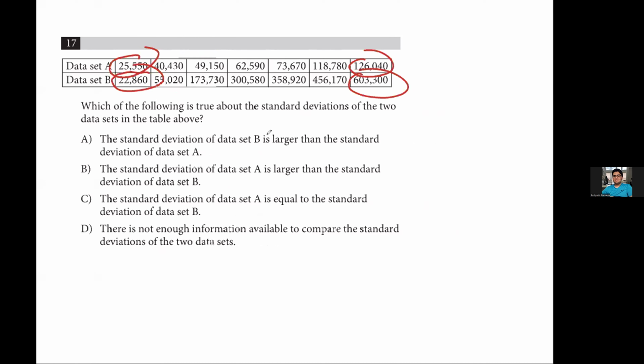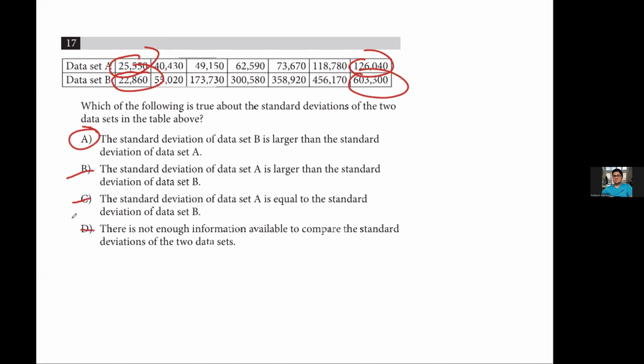So the standard deviation of data set B is larger than the standard deviation of data set A. Yes, this is true because the difference between all of these values from the center value is larger than the difference in data set A. Standard deviation of data set A is larger? No. The standard deviation of data set A is larger? No.